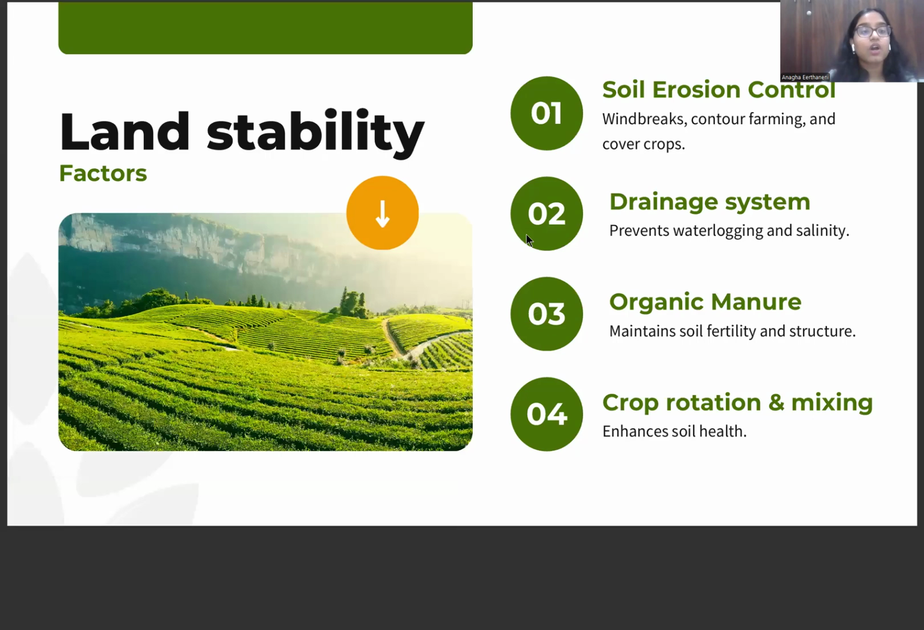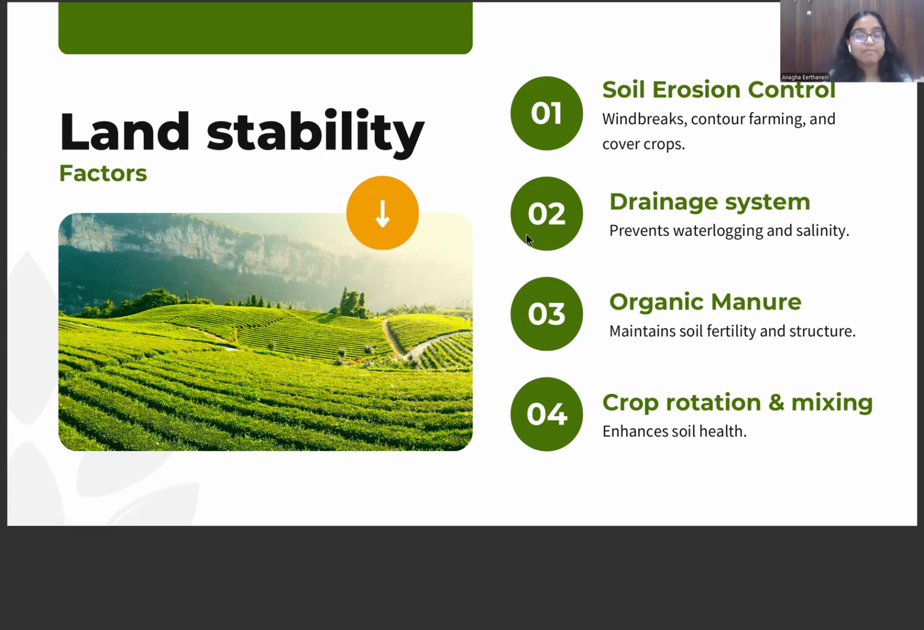So now we're going to talk about land stability and its factors. We have four main factors. First is soil erosion control, meaning windbreaks, contour farming, and cover crops, meaning the land is supposed to have good erosion control within itself. And then we have a drainage system, meaning the land that we are going to be using for integrated farming should have a good drainage system with no faults because it has to prevent waterlogging and salinity.